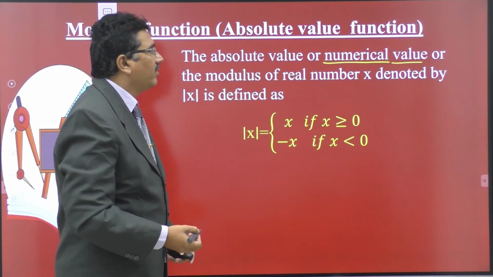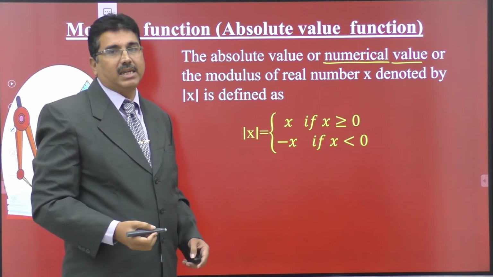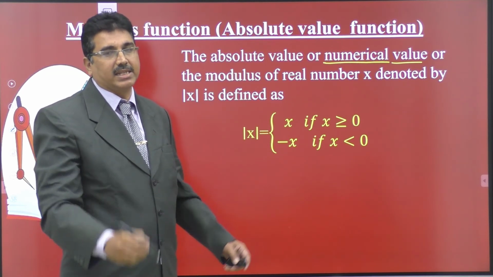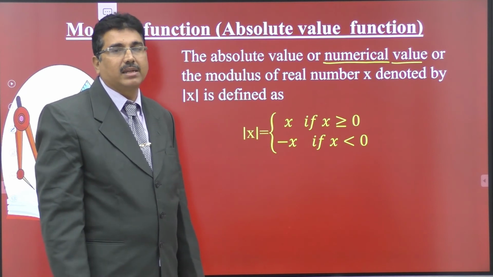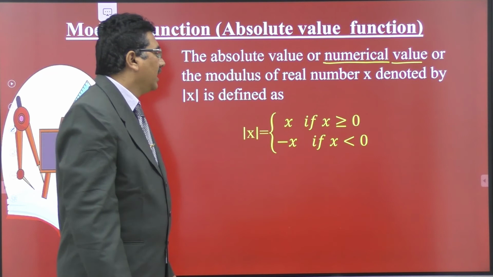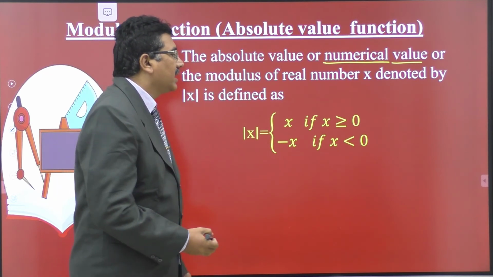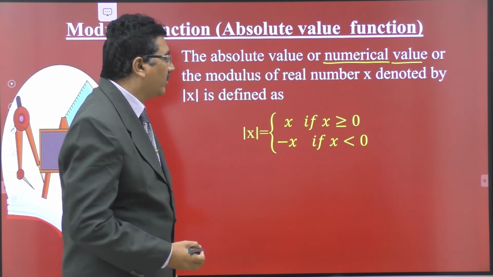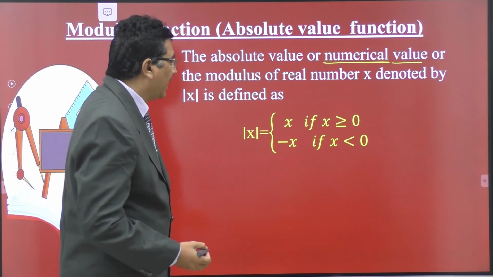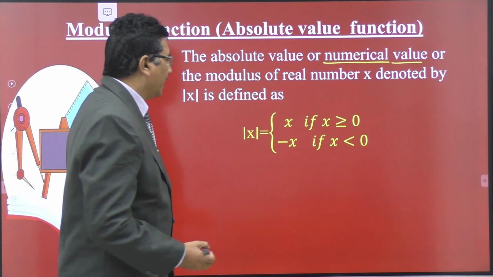Students think of this in a somewhat different way, but simply, mod x means distance. Modulus always denotes distance. Here mod x is equal to x if x is greater than or equal to 0, and equal to -x if x is less than 0.